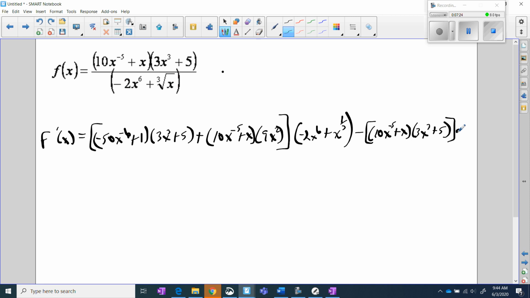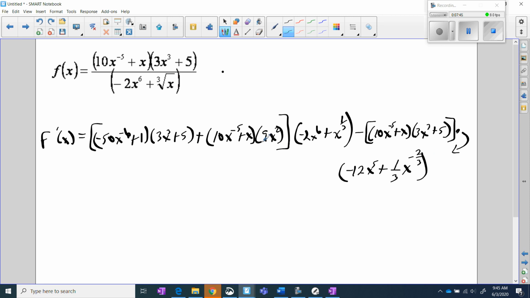Multiplied by, I'm in a room here, so I'm just going to put multiplied by, put a little arrow. So technically this will go up here, but I don't have room. The derivative of the denominator, which would be negative 12x to the 5th plus 1/3 x. Subtract 1 from 1/3, you'll get negative 2/3.